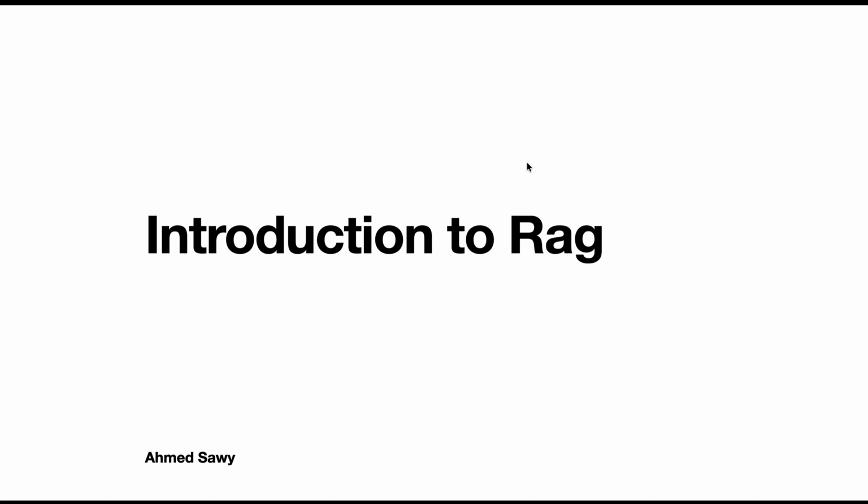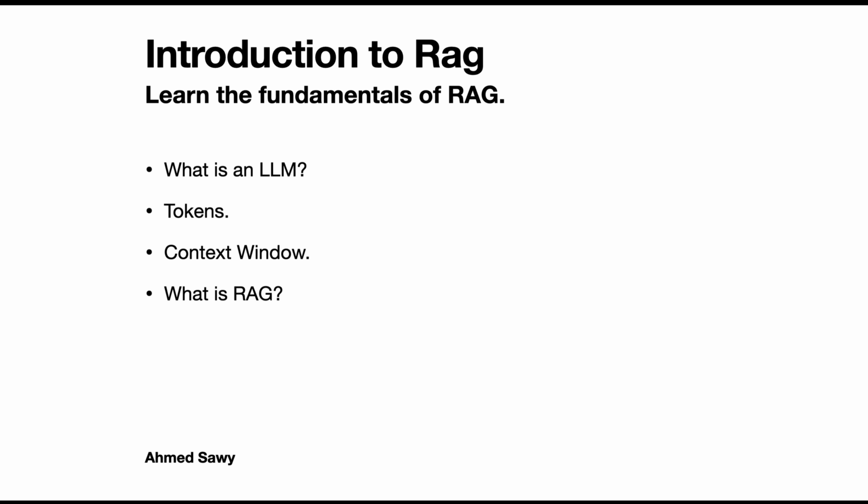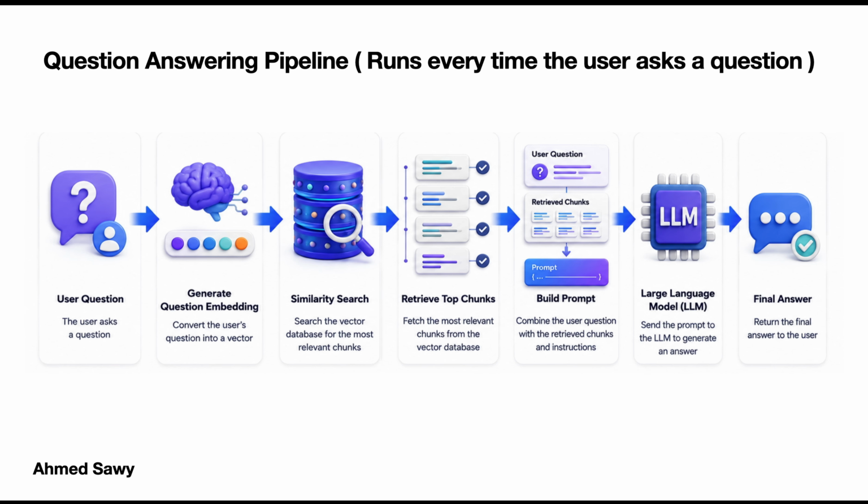Hello everyone and welcome to this section. In this section, we'll explore the fundamentals of Retrieval-Augmented Generation, or RAG. So we're going to cover what is an LLM, and we're going to talk about tokens and context window. And also, we're going to explain what RAG is and RAG's main pipelines, the document processing pipeline and question answering pipeline. By the end of this section, you'll understand the core concepts of RAG. So let's get started.